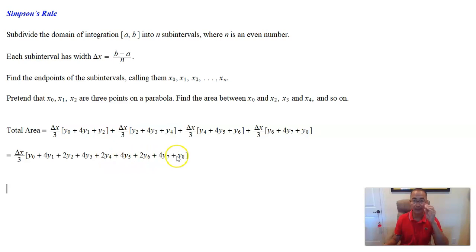Okay, so if we had n equals 10, we will have 2 y8, 4 y9s, 1 y10. And the new axis of symmetry will now be at the y6. Okay, so let's go over our last example, but this time we're going to do Simpson's rule.